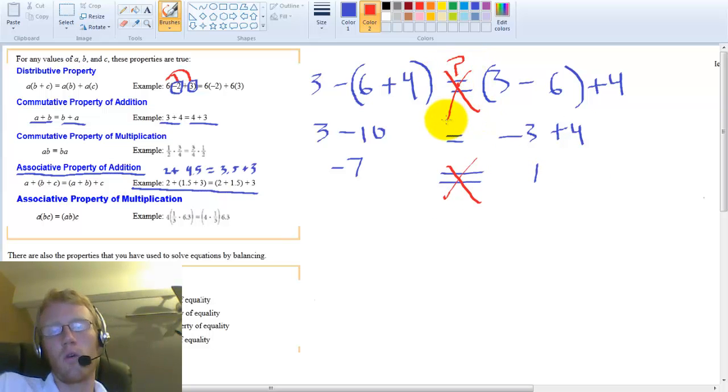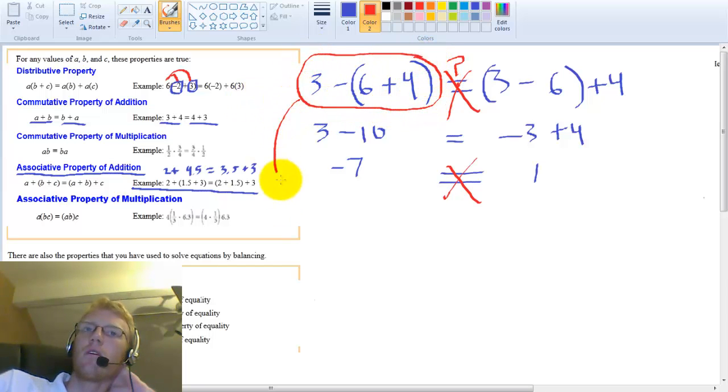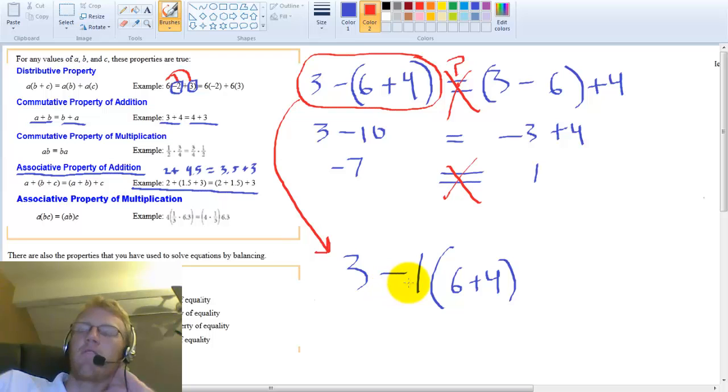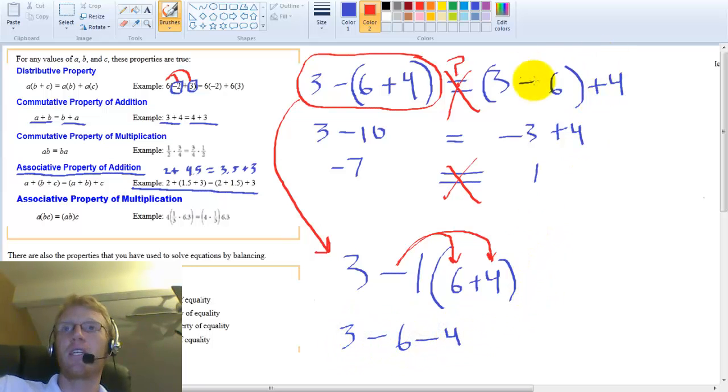What did we do wrong? What was the problem? The problem is this minus sign right here is outside of parentheses, and so you could visualize this one here as 3 minus 1 times 6 plus 4, and when you have a negative outside of parentheses, whatever is outside the parentheses gets distributed in. But if it's a 1, distributing in a 1 doesn't matter, right? But if it's negative, distributing in a negative changes it. So this side is actually 3 minus 6 minus 4. And so it's not exactly the same as this side, and hence it doesn't work.